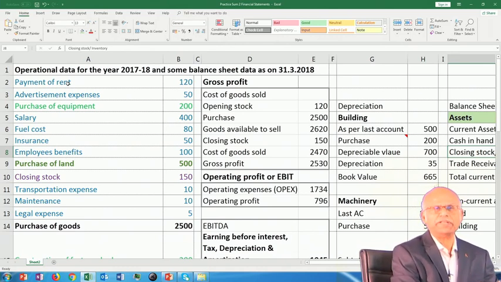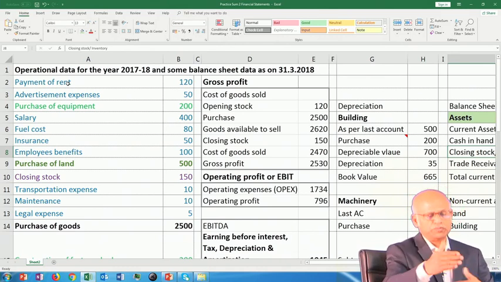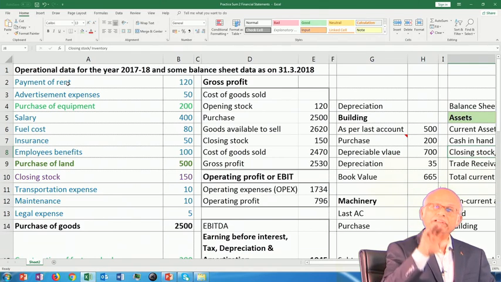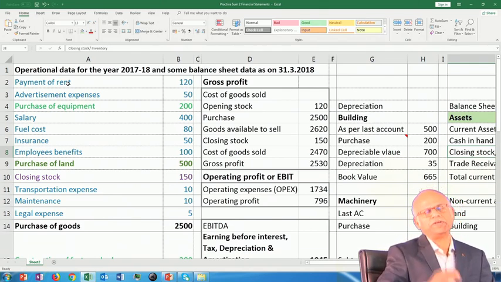Okay. We will come to that. Before going to classification of them, when you have all the data in front of you, the first thing that you want to do is to estimate gross profit. It's very simple to do, provided you understand what it is.